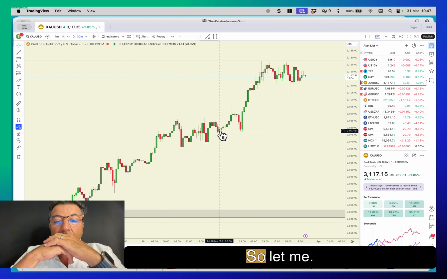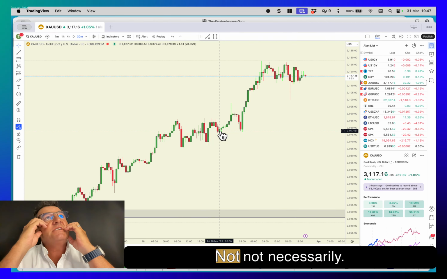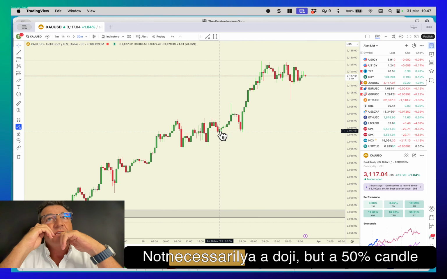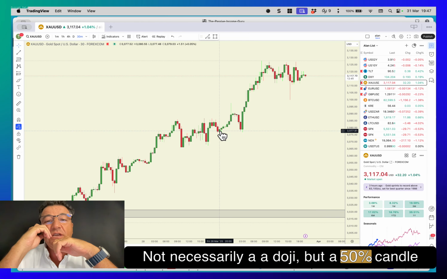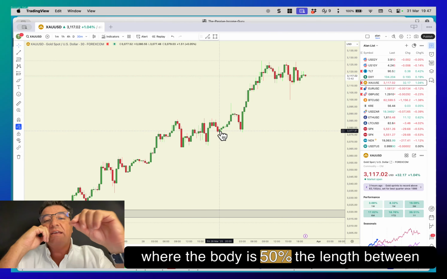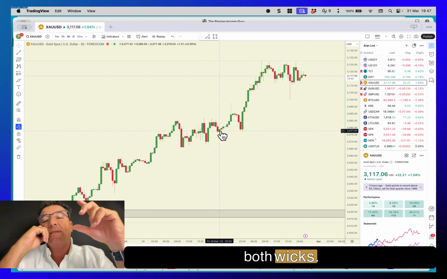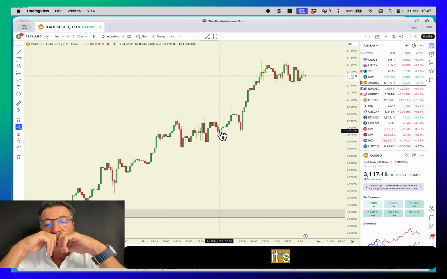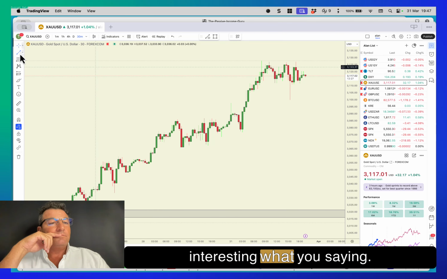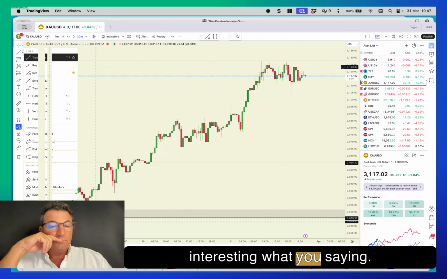Let me rephrase it. Not necessarily, and I've said this on the group as well. Not necessarily a doji, but a 50% candle where the body is 50% the length between both wicks. Price action tells me that they pushed it down, manipulated it down to put in a fresh investment and orders for a move back up again. Therefore, that bearish candle there is an order block.